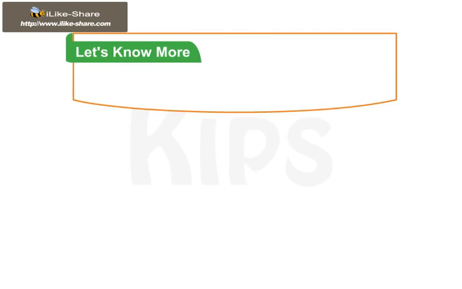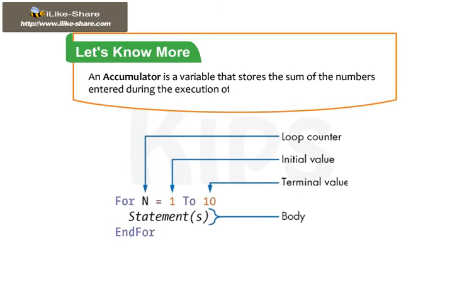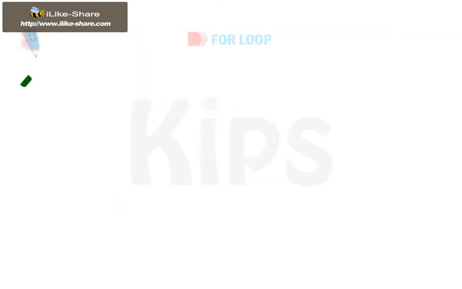Okay students, let's know more. An accumulator is a variable that stores the sum of the numbers entered during the execution of a loop. For example, sum = sum + n. An accumulator must have both the initial value and an incremental value. It keeps on adding total of numbers during successive passes through a loop.